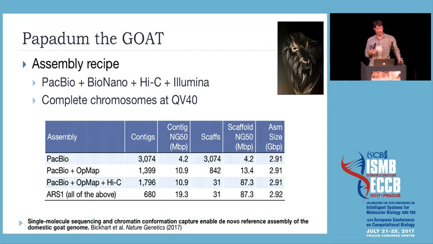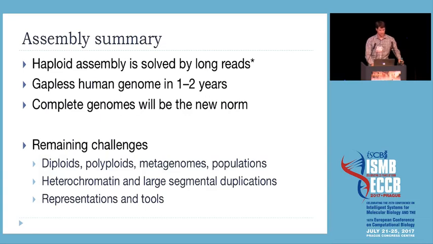And we did PacBio, BioNano, Hi-C, and Illumina, combined all of those technologies together with our de novo PacBio Canu assembly, and generated essentially complete chromosomes for the goat at an average QV40 quality. And you can see the original contigs from PacBio, we had about 3,000. After adding those technologies, we're down to 680 contigs, and we're down to 31 scaffolds, because there were 31 chromosomes in this goat. So we're really starting to realize now de novo genomes where whole chromosomes are reconstructed into single scaffolds, which is really exciting to somebody who's been working on the assembly problem for their whole career.